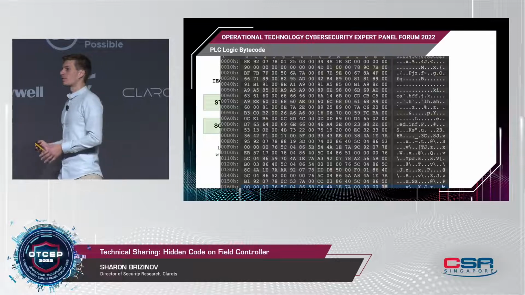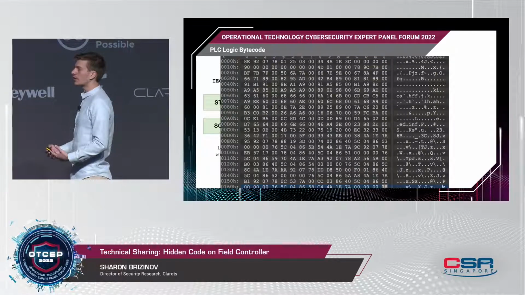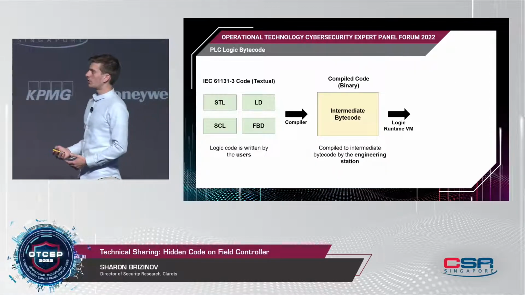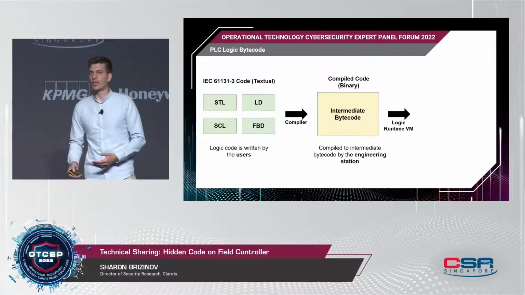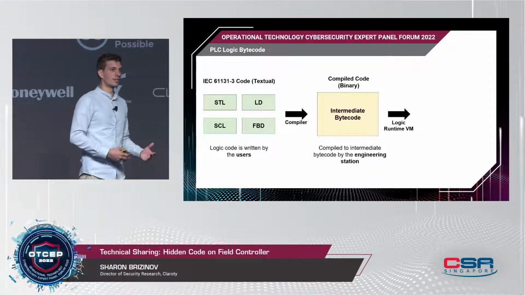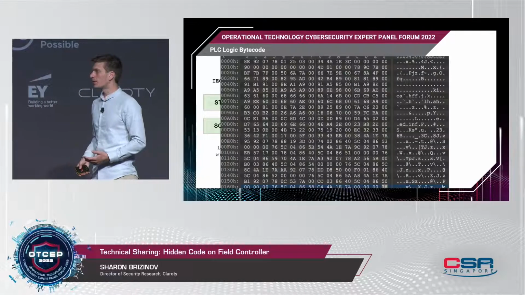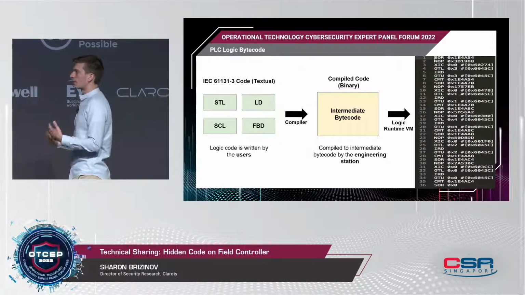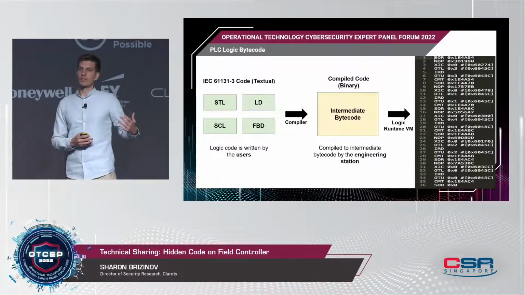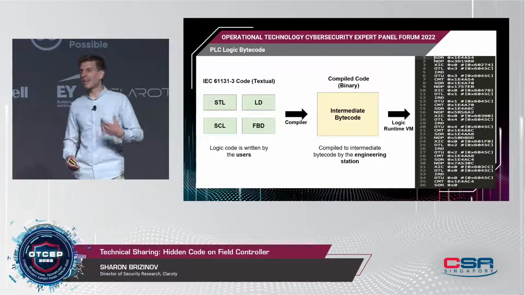It's encoded bytecode that the PLC can actually understand, decode, interpret, and execute. And to do this, there is a special code on the PLC called the logic runtime virtual machine. So this is a very complex state machine that knows how to read the binary blob and turn it into something like this. These are intermediate instructions that the PLC will take and execute.